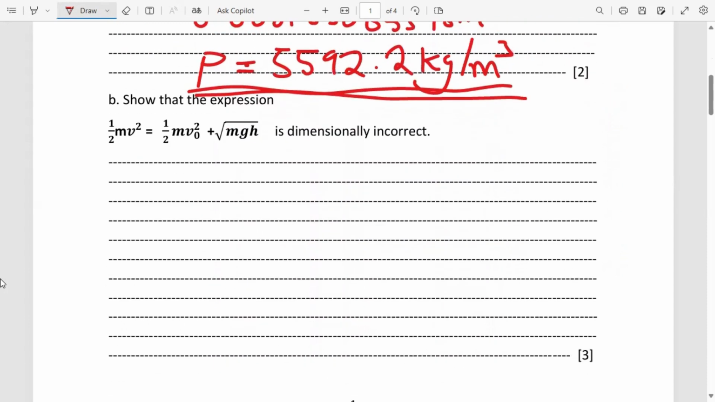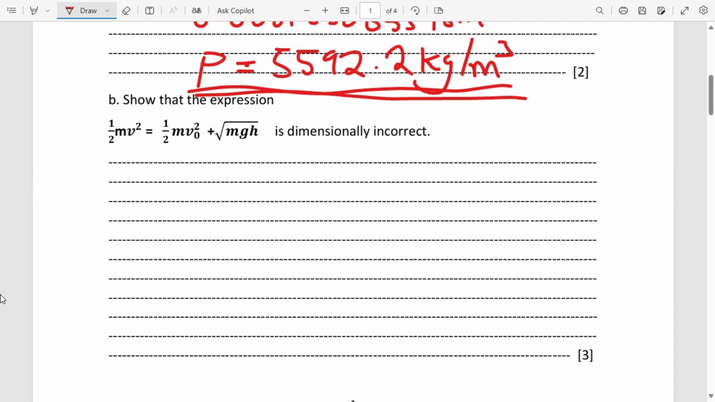And question B is saying, show that the expression half mv final squared is equal to half mv initial squared plus the square root of mgh is dimensionally incorrect. So we want to prove that this expression is dimensionally incorrect. And how do we do that? We use what we call the principle of homogeneity. This is actually dimensional analysis.